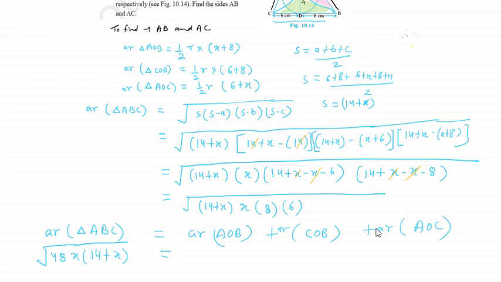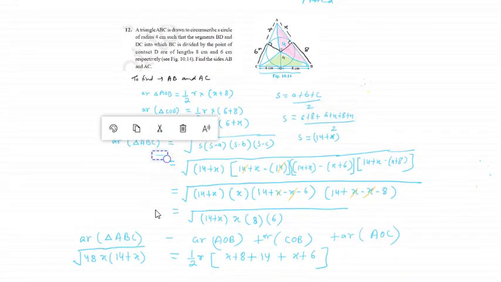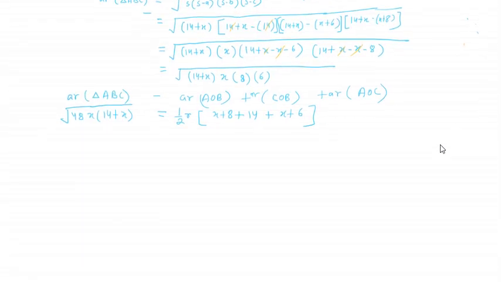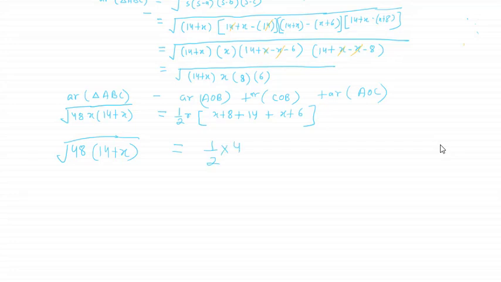As you can see, in all the three, half r is common, so just taking half r common, I'll get x plus 8, plus 6 plus 8, just keeping it 14, and the next one is x plus 6. Now we have to simplify this to get the value of x. So now on the left side I have root over 48 into 14 plus x. On the right side I have the value of r, that is 4 centimeters. I can put it here. So here I'll get 2x plus 14 plus 14, 28.